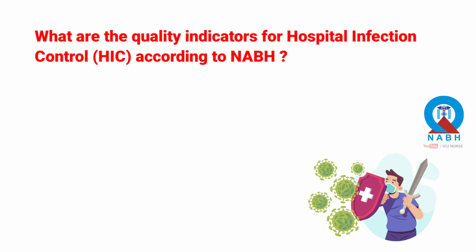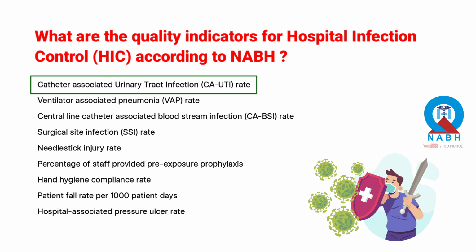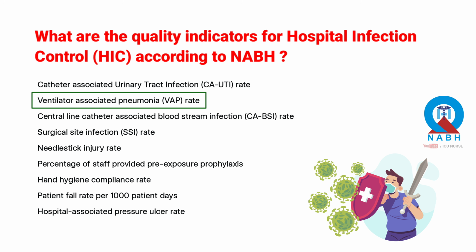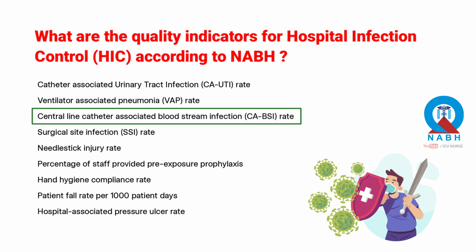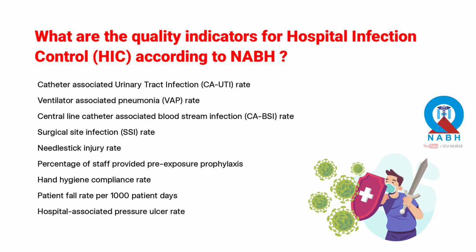What are the quality indicators for hospital infection control according to NABH? Catheter associated urinary tract infection rate, ventilator associated pneumonia rate, central line catheter associated bloodstream infection rate, surgical site infection rate, needle stick injury rate, percentage of staff provided pre-exposure prophylaxis, hand hygiene compliance rate, patient fall rate per 1000 patient days, hospital associated pressure ulcer rate.